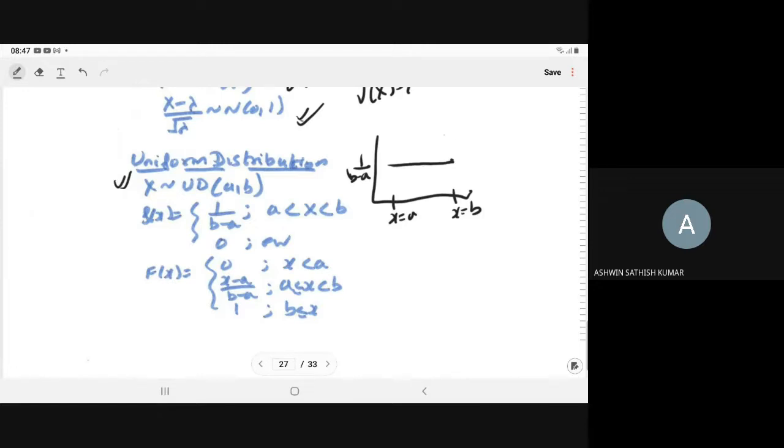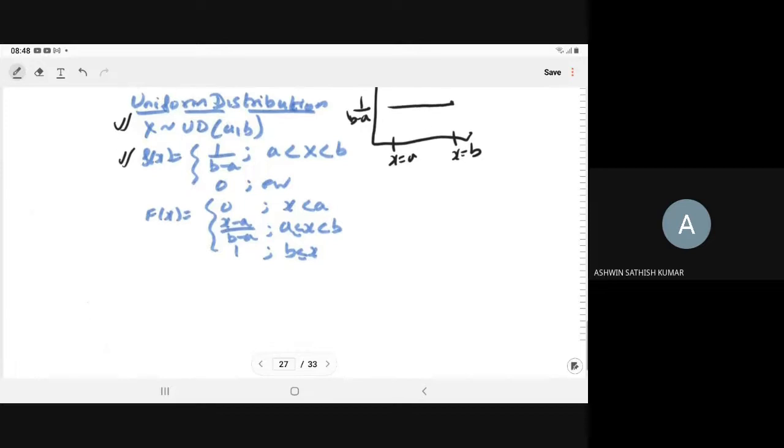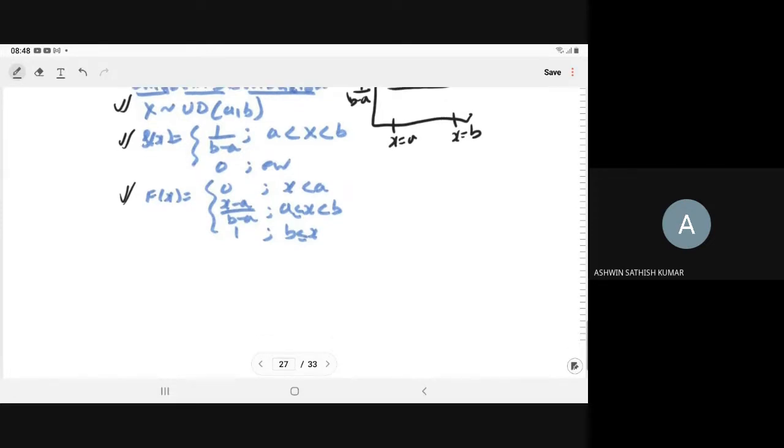If x follows the uniform distribution with parameters a and b, then its pdf is given by 1 upon b minus a, where x can take any value between a and b. The corresponding cdf is 0 if x is less than a, x minus a upon b minus a if x lies between a and b, and 1 when x is greater than b. So this is the cdf. I'm not going into the derivation part.